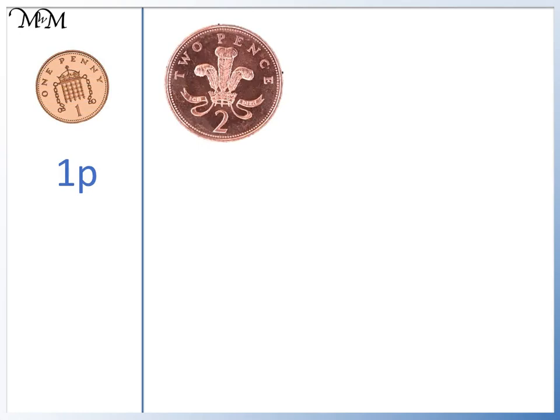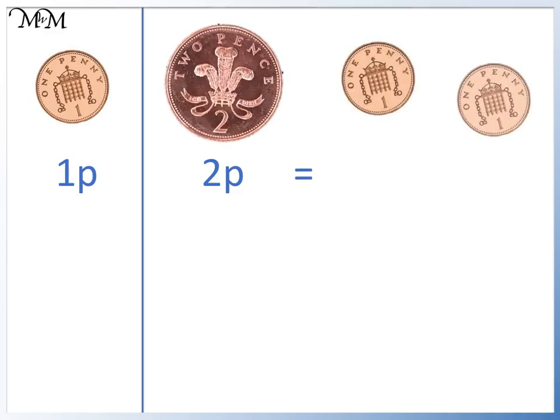This coin is worth 2 pennies. When we have more than one penny, we say pence. So this is a 2 pence coin. It's worth 2p. It's the same as 2 1-penny coins. 1p plus 1p equals 2p.